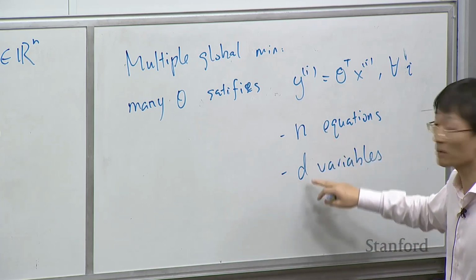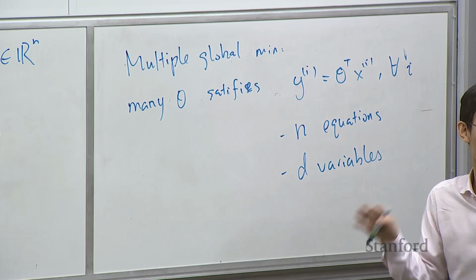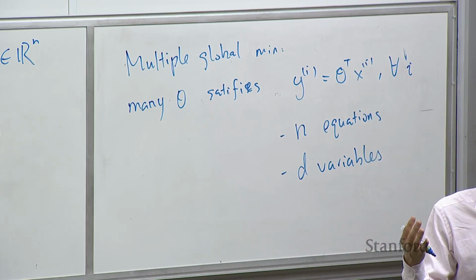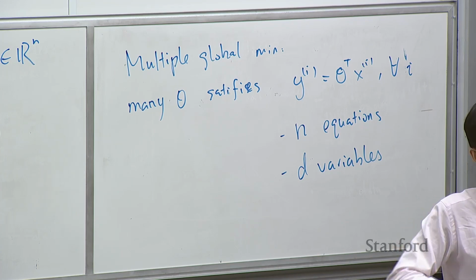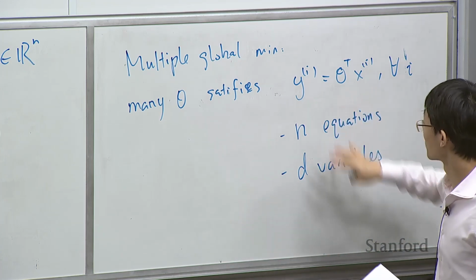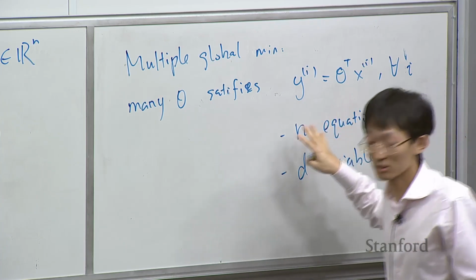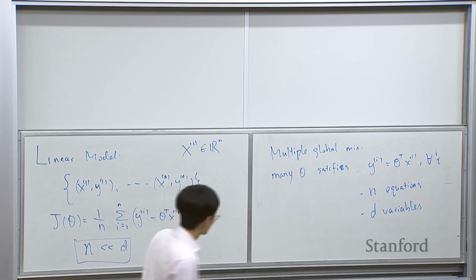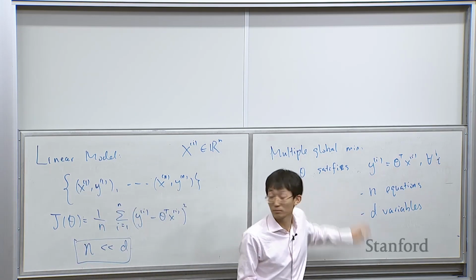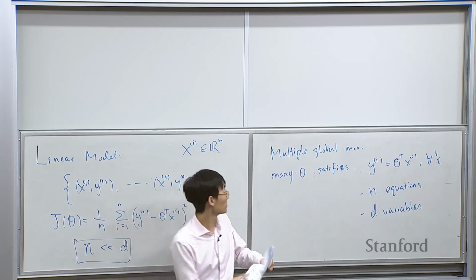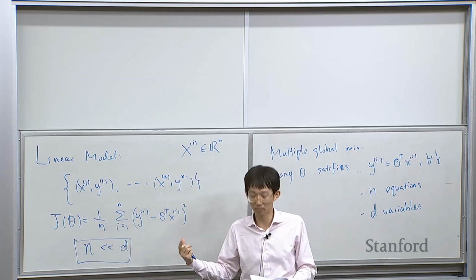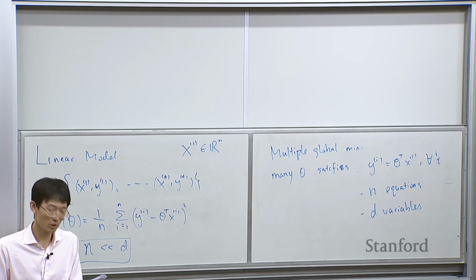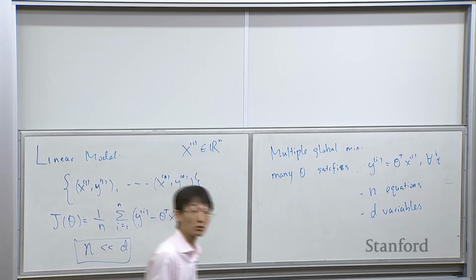And if n is much smaller than d, then you're going to have a subspace of solutions, the kernel of the system. You have a subspace of solutions for this kind of linear system of equations. That's why you're going to have multiple global minima of the training loss, because the entire subspace of solutions are global minima. So the question is, which one will your optimizer choose?